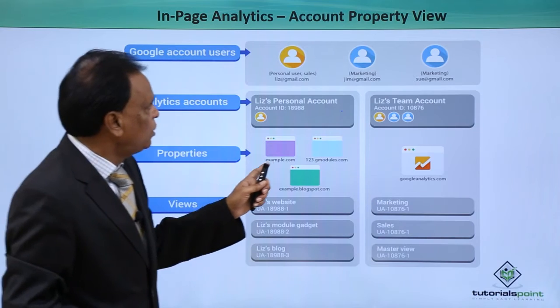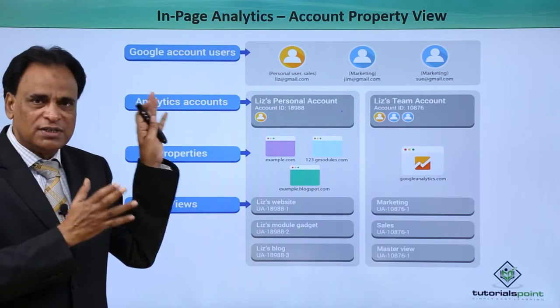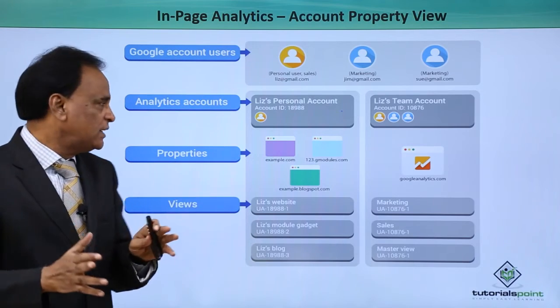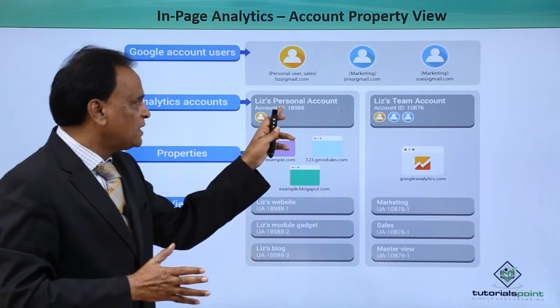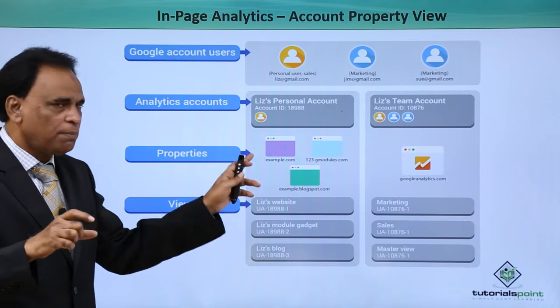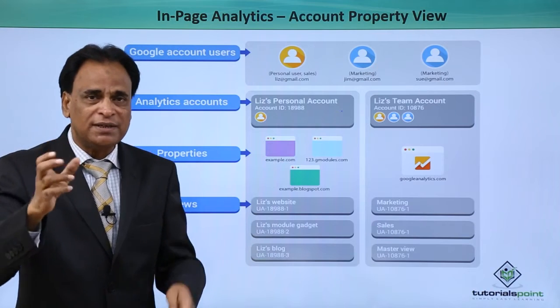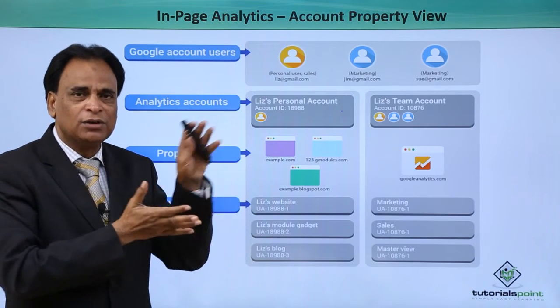Now we have the account, property and view. What is an account, what is a property, and what is a view in analytics? The account is basically an account of a particular person. Then we have the properties. Properties are basically the domain name, the website that is already integrated in your Google Analytics.